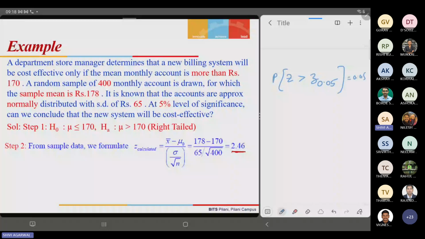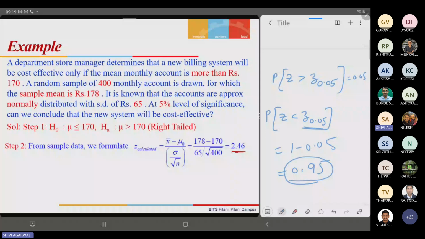Now this is not a CDF. We convert it. CDF, probability of Z less than Z 0.05, is equal to 1 minus 0.05, that is equal to 0.95. In the standard normal table, where it is 0.95, accordingly we can find out the Z value.